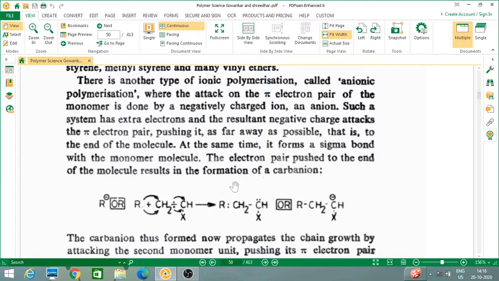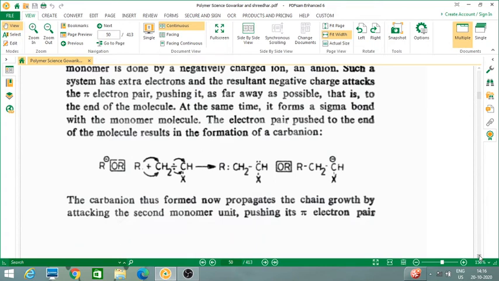The electron pair pushed to the end of the molecule results in the formation of a carbanion. So here instead of O there is A. So carbonium, this is carbanion. You have to remember that carbonium is positive and carbanion is negative. So here simply this negatively charged anion attacks the pi electron pair of the monomer, itself forms a sigma bond, and at the farther end of the group we get the negative charge.